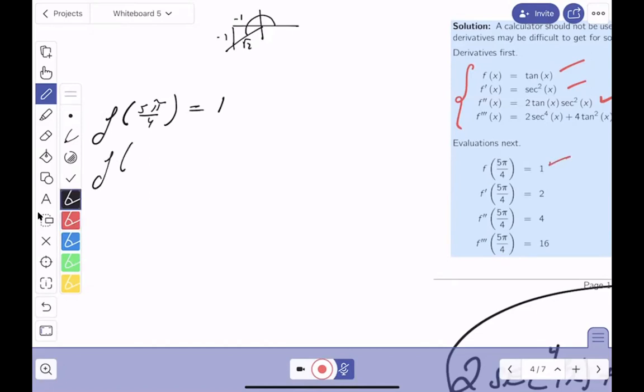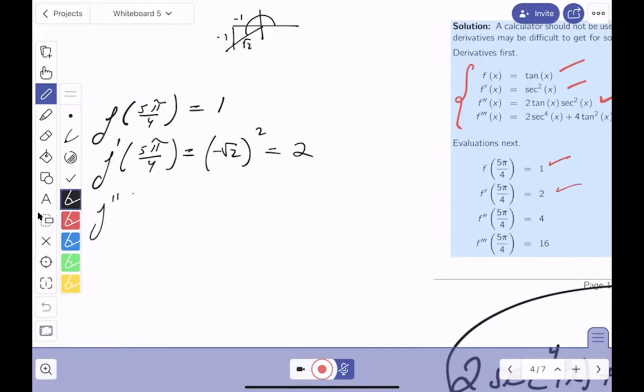F prime of 5 pi over 4 is a little more difficult, but that's secant. And what's that going to be? Well, I need to know the secant, and the secant is going to be squared, by the way. It's going to be, let's see, -√2 squared. What does that give me? 2. Let's check our key, and this is good. All right, let's go to the next one.